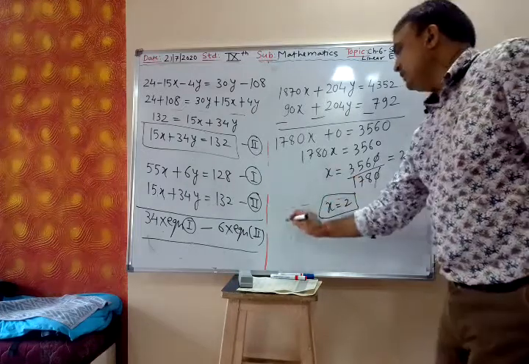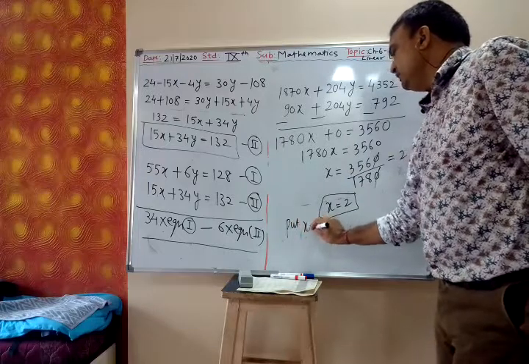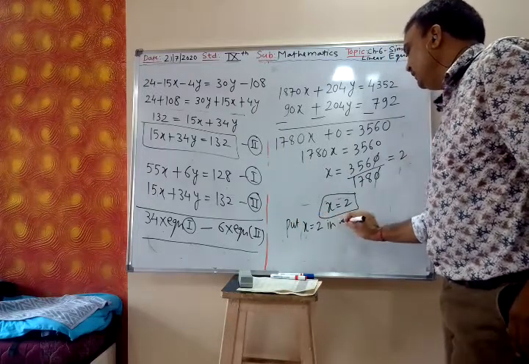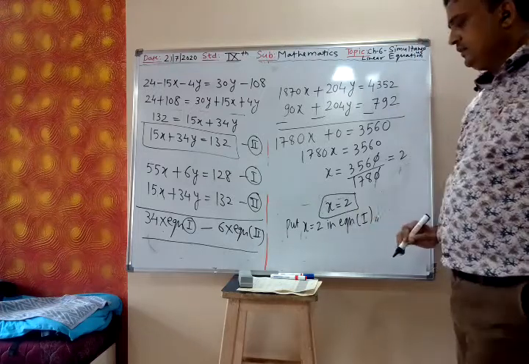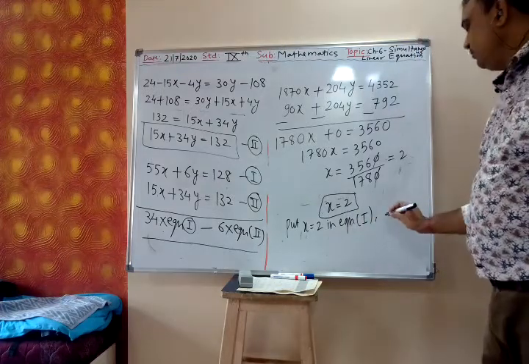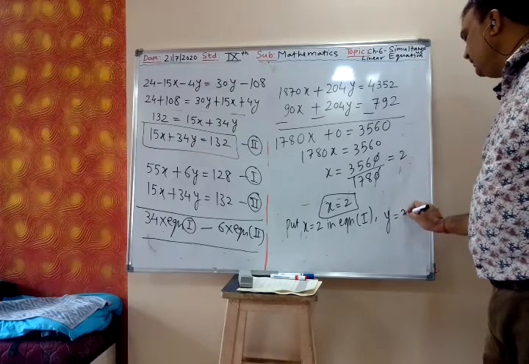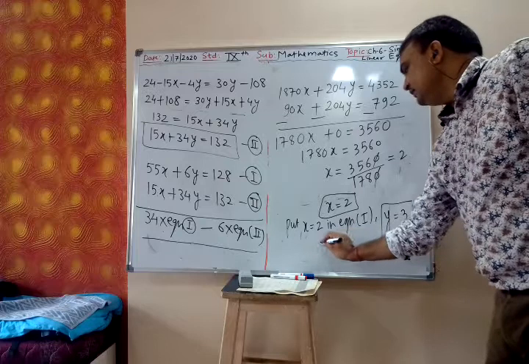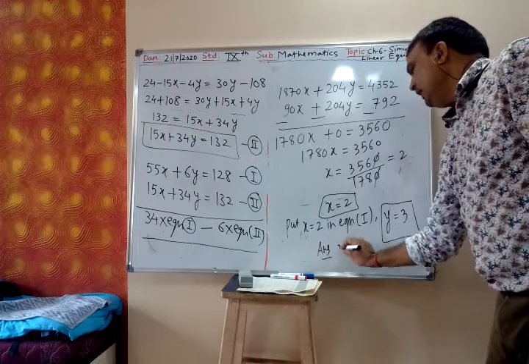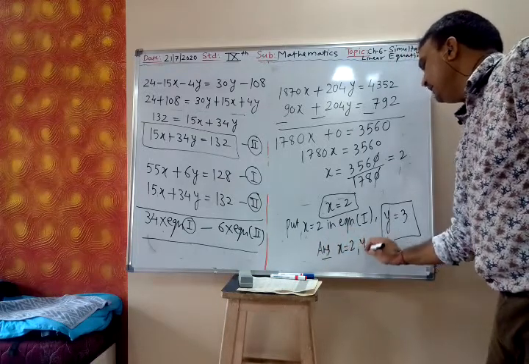Put this value in equation 1. Put x is equal to 2 in equation 1. Simplify. You will get the value of y as 3. So x is 2, y is 3.